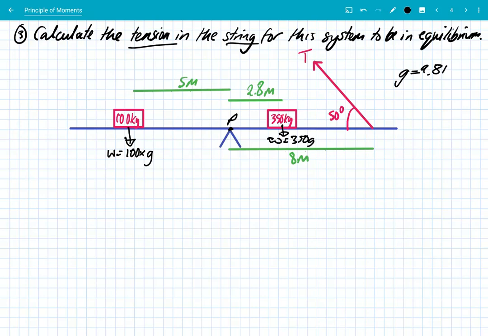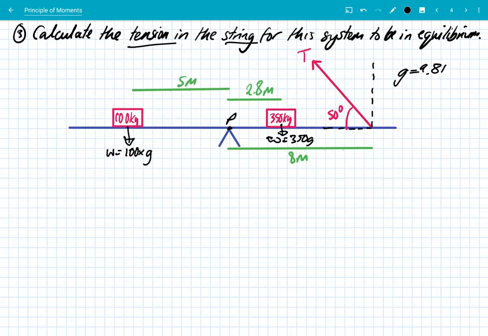We don't like things acting at an angle, so we're going to resolve it into its horizontal and vertical components. The horizontal component is going to be T cos 50, because we're going across the angle, and the vertical component is going to be T sin 50. Now we have to consider which one of these components we are going to use, and it's going to be the vertical one, because the line of action of this force is perpendicular to the pivot, so we can ignore the horizontal component of this force for this question.